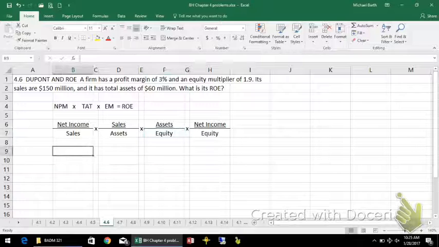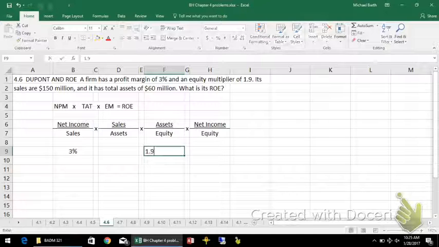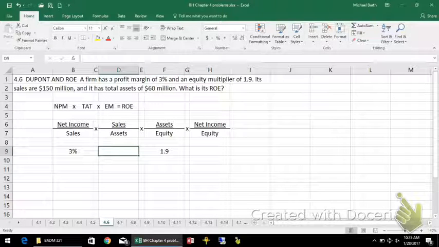So what are we given in the problem? We're told that the net profit margin is 3% and that the equity multiplier is 1.9, and then I'm given that sales are 150 and total assets are 60.